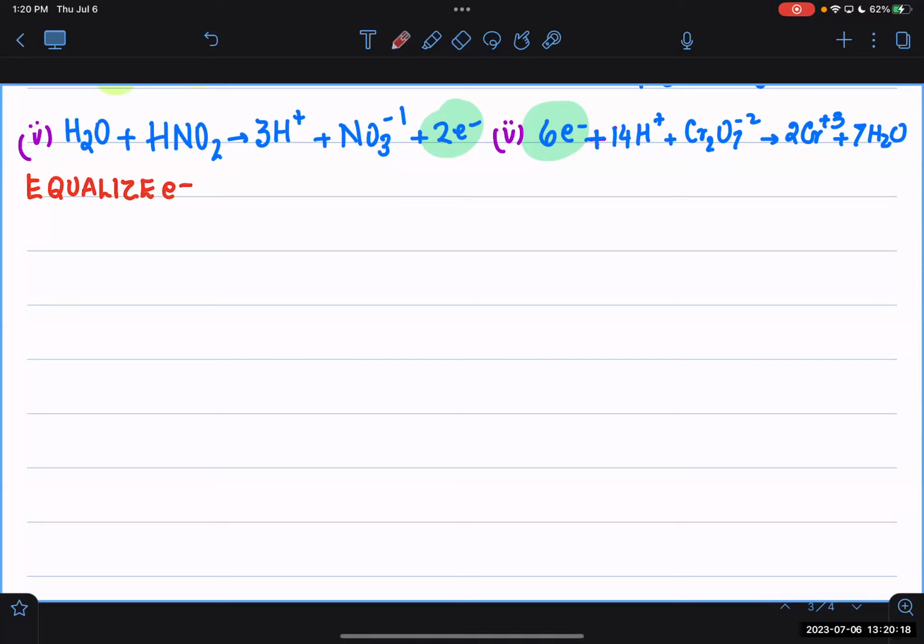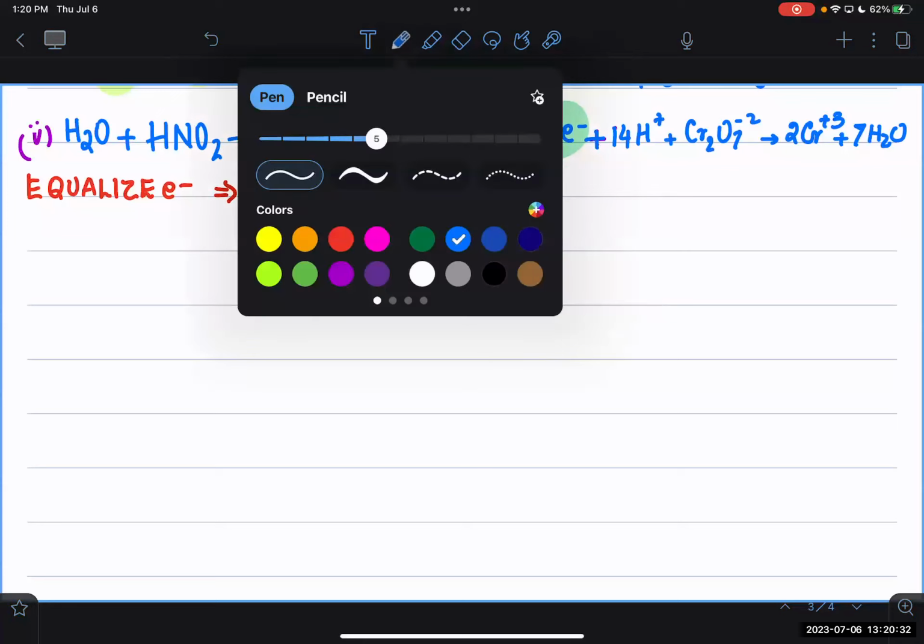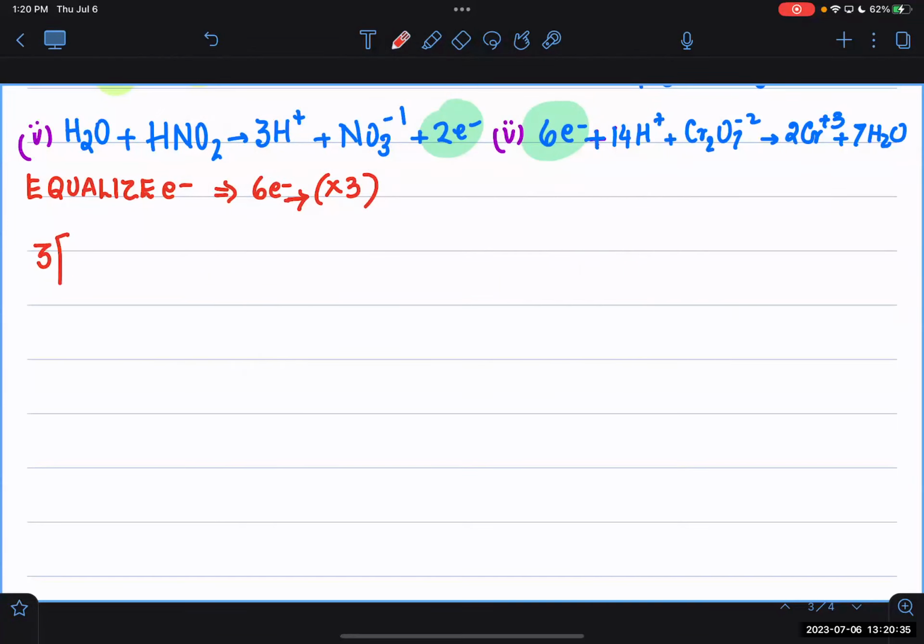So you can get 6 electrons if you multiply by 3. That equation. Okay, so this means you now have 3, all of it multiplied by, water plus HNO2 gives you 3 hydrogen ion plus NO3 minus 1. And oh, wait, 1 second. Plus 2 electrons.